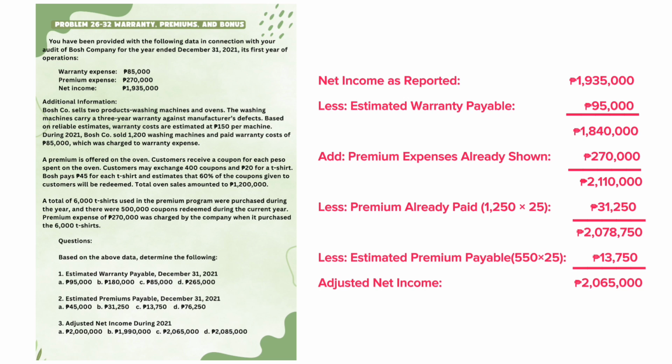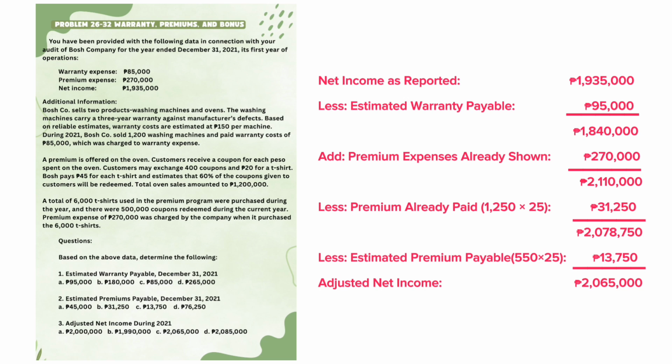So this means that they expect to give away 1,800 t-shirts. 720,000 divided by 400 is 1,800 t-shirts. Since 1,250 t-shirts were already given, the remaining t-shirts to be given are 1,800 minus 1,250, which is 550. So the estimated additional premium cost is for 550 t-shirts. 550 times 25, we have the amount of 13,750.